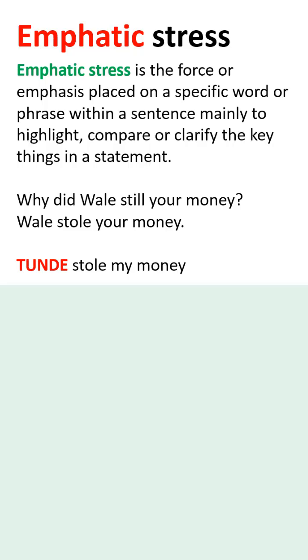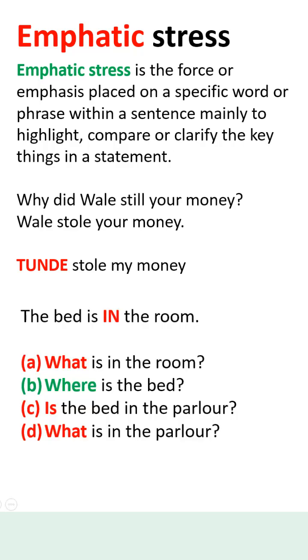For example, I can say, Tunde stole my money, or Tunde stole my money yesterday. The two statements highlight, contrast, and clarify the key thing in your statements. That is how to use emphatic stress in the real world. Now let's explain the previous question. The bed is in the room.